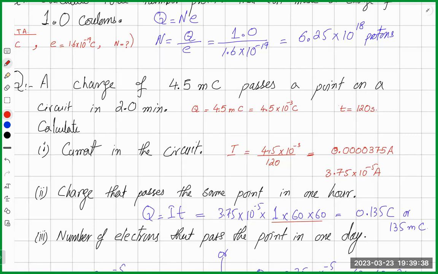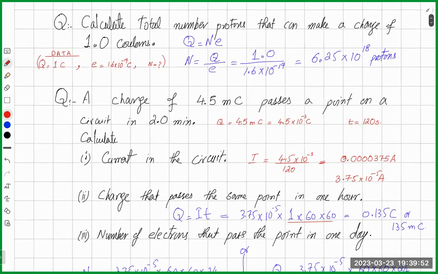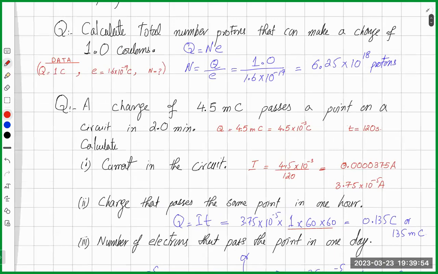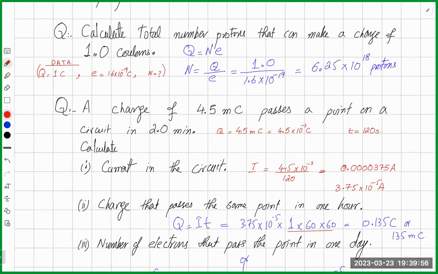Again, it is the same kind of question, and everything is the same as we have done in the previous question. I'm talking about the one on the top of the screen, where we calculated the number of protons for 1 coulomb. Now we need to know how many charged particles, in this case electrons, pass the point in 1 day.